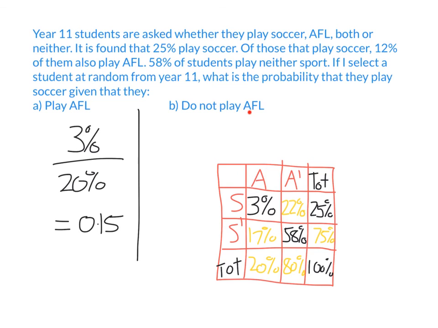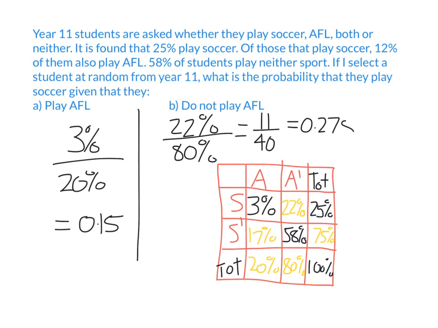So the probability they do not play AFL given they play soccer, well, it's very similar. Here we're in this column. So the probability someone plays soccer and does not play AFL is 22%. The probability someone does not play AFL is 80%. So it's just 22 over 80, or 11 over 40 if you like, 0.275.